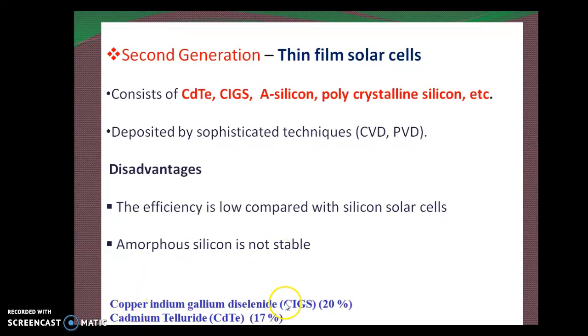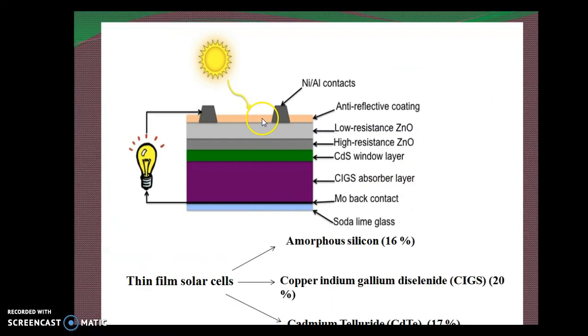If you consider CIGS, that means copper indium gallium diselenide thin films, it produces 20% efficiency, whereas CdTe produces approximately 70% efficiency. This diagram clearly shows the structure of these thin film solar cells, or simply the second generation solar cells. Here the soda lime glass is the substrate. On this we make a molybdenum back contact, and then the absorber layer is deposited by sophisticated techniques, that means CVD or PVD. After this, we coat a window layer and some resistive layers, and then an anti-reflective coating. This anti-reflective coating prevents light from escaping from the device to the outside.